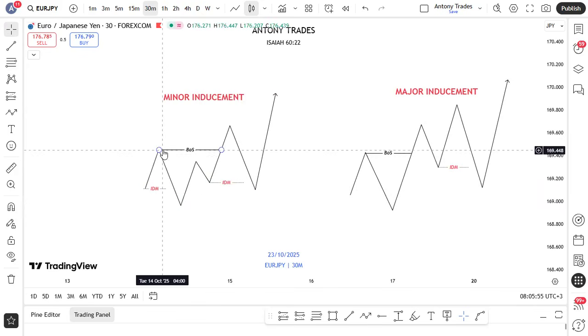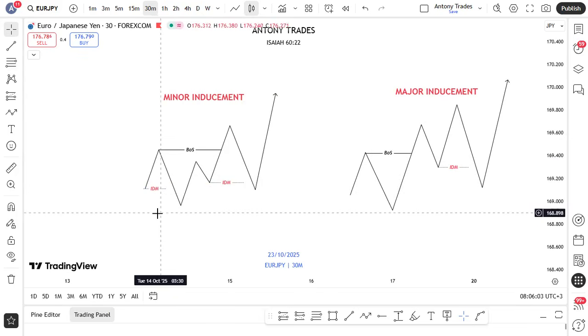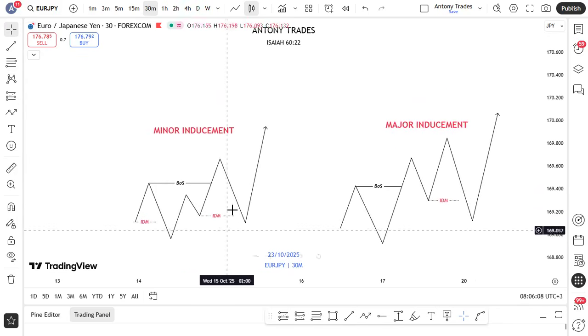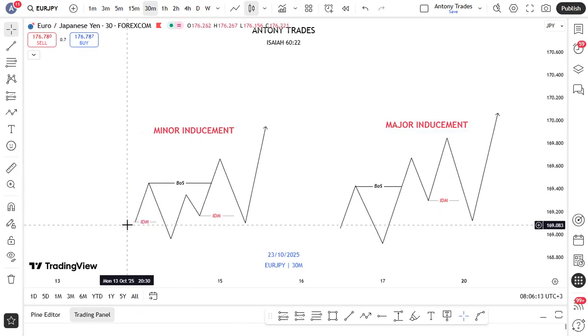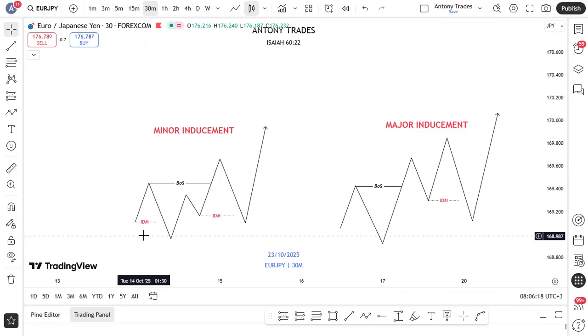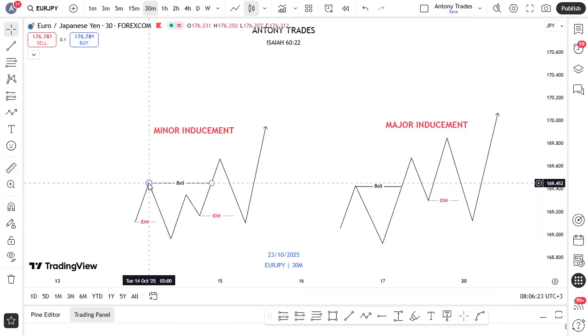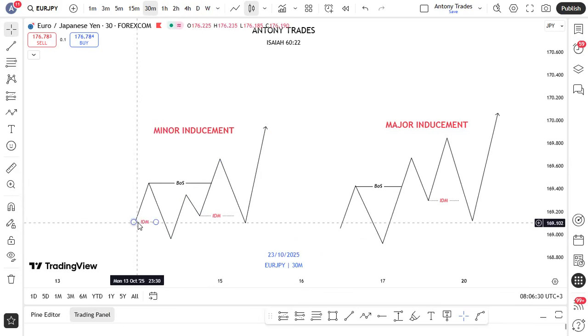First of all, I need to see an inducement being taken out, or I need to see a sweep of liquidity. When I'm talking about this inducement, your mind should know I'm talking about either major inducement or minor inducement. It doesn't matter which one has been taken out, provided I see a sweep or a run of liquidity. Here, you can see this low was taken out by this impulsive move to the downside, or this pullback took out this inducement.